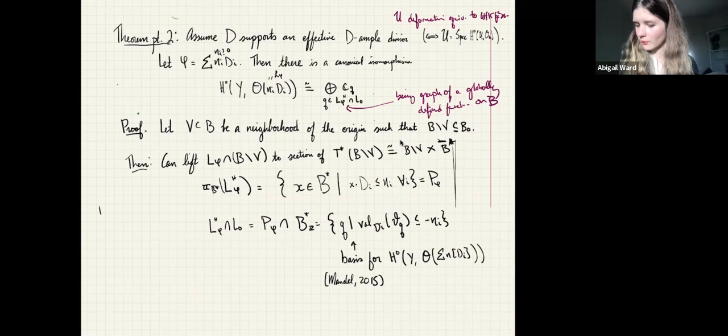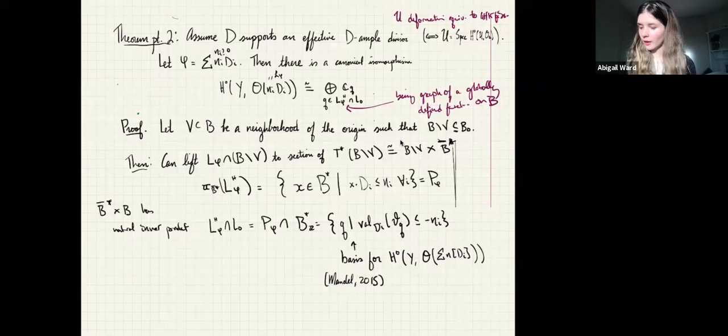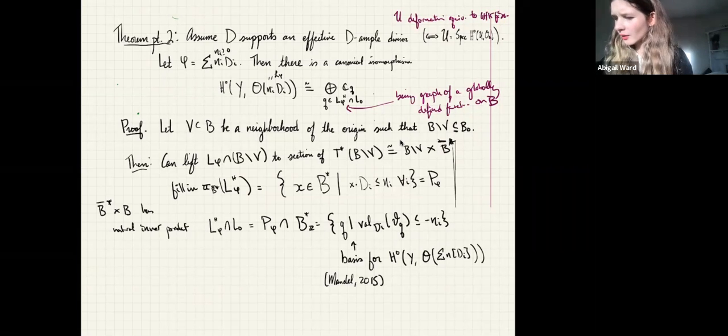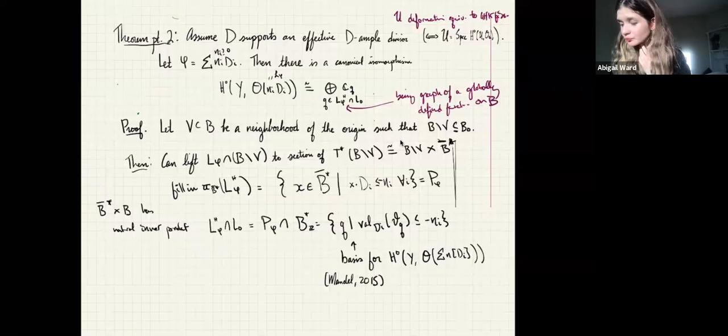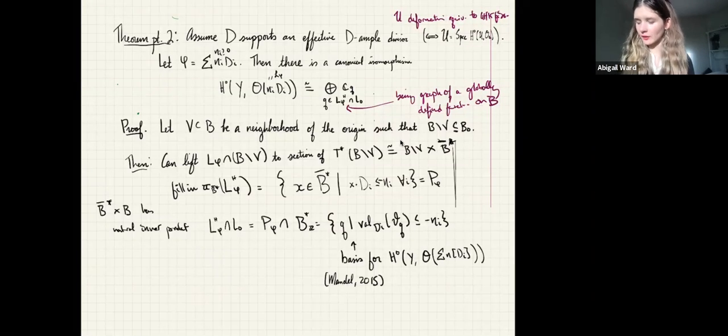So I didn't say this, but B bar star times B has an inner product. And you should think about this as generalizing the inner product between co-characters and characters. What you get for this projection, if you fill this in around the origin, you're just going to get this polytope in this B star, which is cut out by these systems of linear equations. And that makes sense because of this thing having this natural inner product.